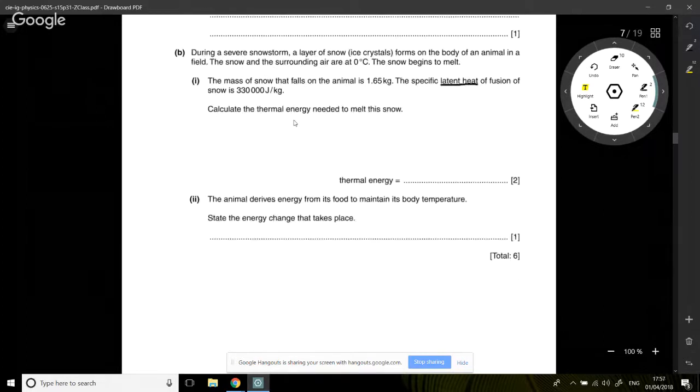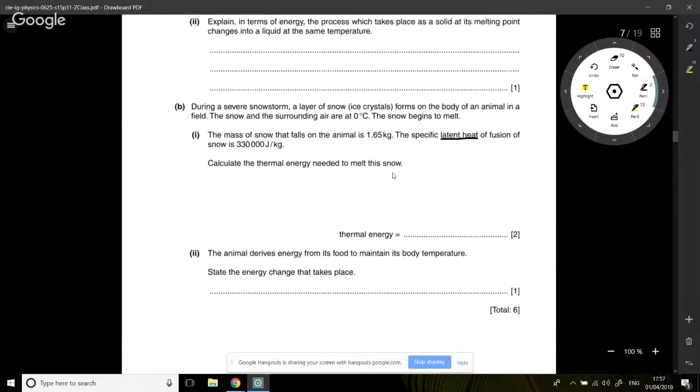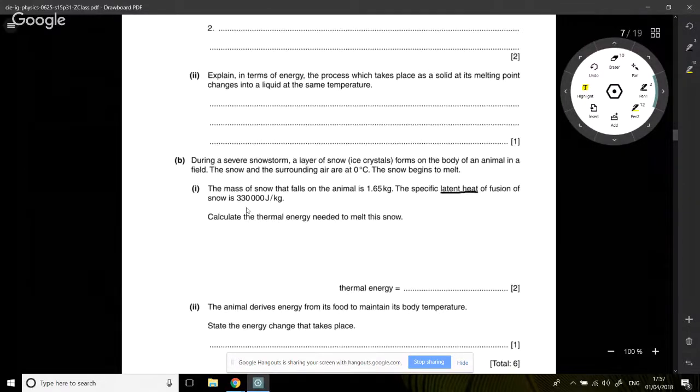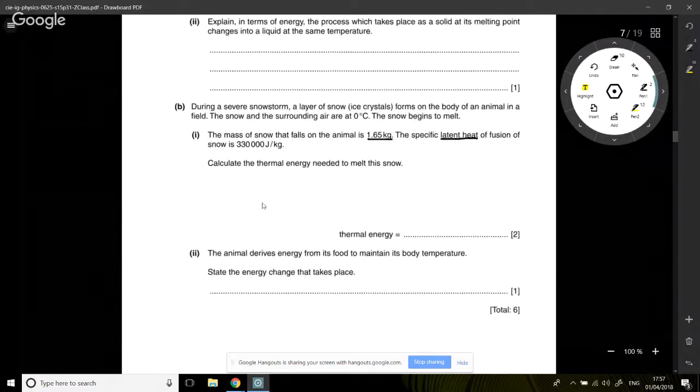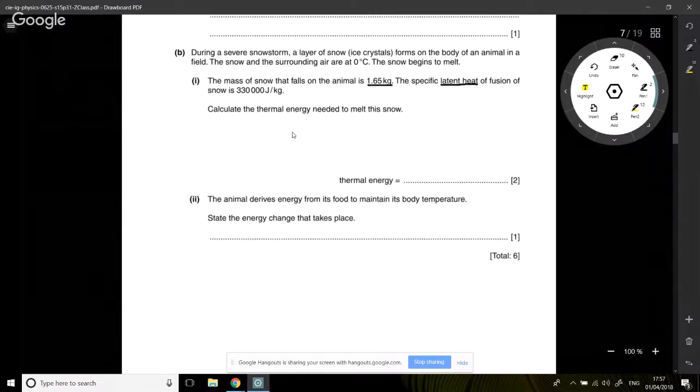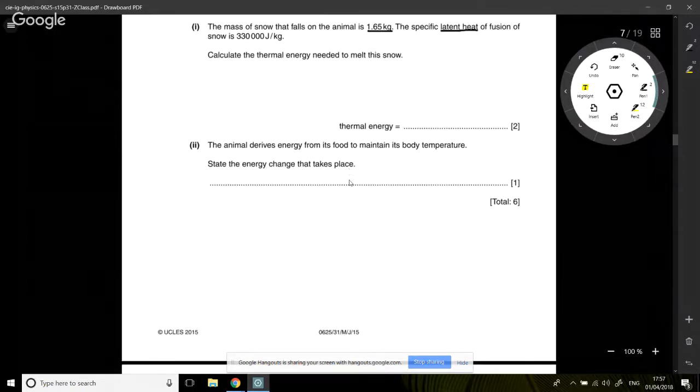Then they say calculate the thermal energy needed to melt the snow. So you take your latent heat of fusion, multiply it by the weight, and you should get the amount of energy needed to melt the snow. And the poor old animal is having to create that energy. The animal derives its energy from its food to maintain its body temperature. State the energy change that takes place. That's just chemical to thermal.